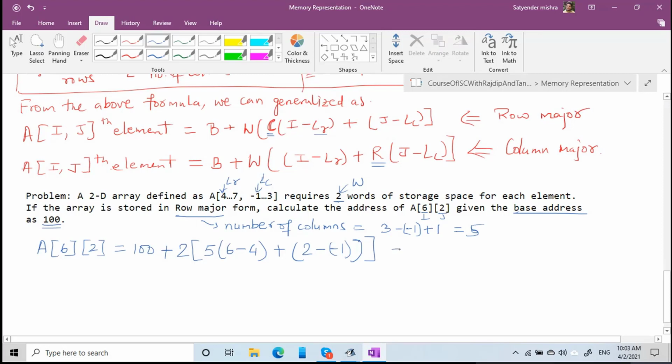So now we can calculate the answer. 100 plus 2 common. So 5 into 2 is 10 plus this is 3, so 13. So the answer is 126. So the address of A[6][2] is 126. Okay. So this kind of problem you will get in your book, right? So this is the problem using row major.